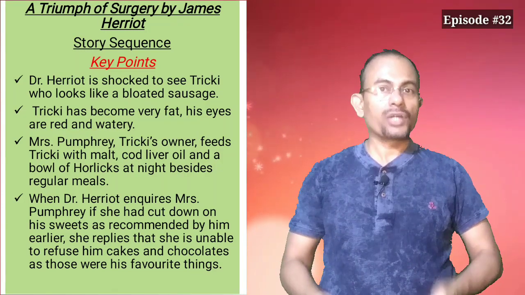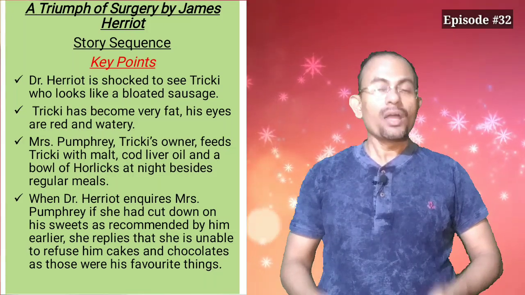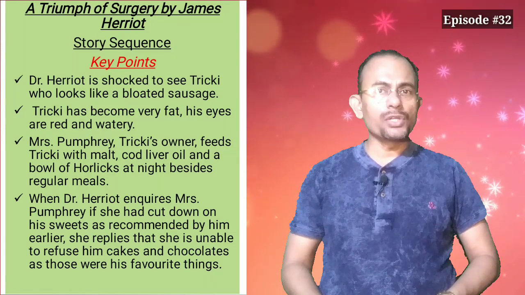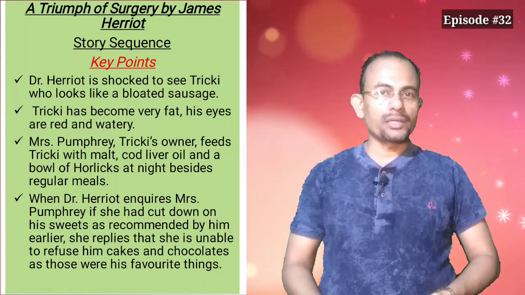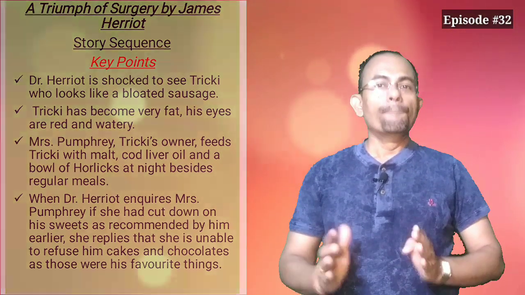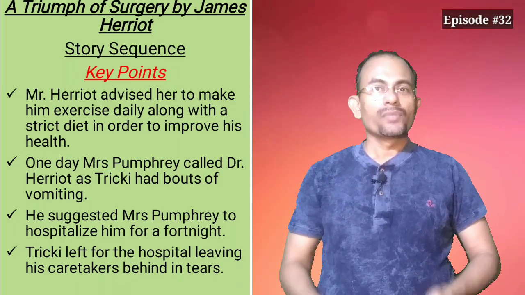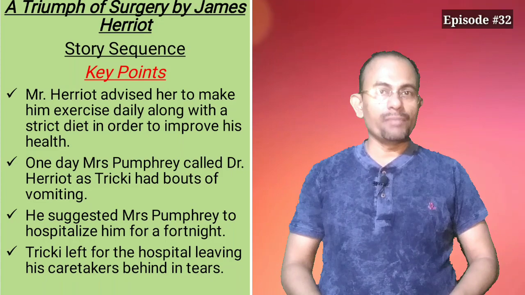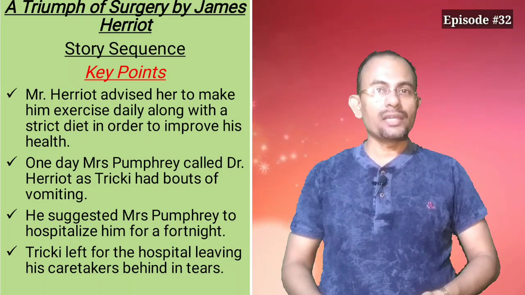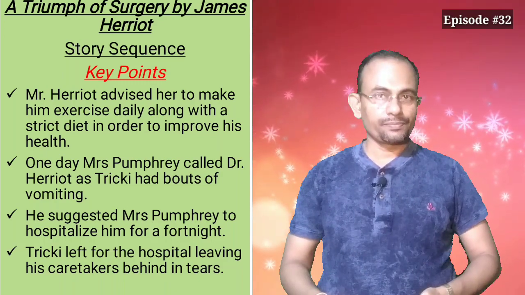Then the narrator asks her if she had cut down on his sweets as recommended by him earlier. Mrs. Pumphrey says that she is unable to refuse him cakes and chocolates as those were his favorite things. Mr. Herriot advised her to immediately stop giving him extra snacks in between meals. He also wanted her to make him exercise daily along with a strict diet in order to improve his health.